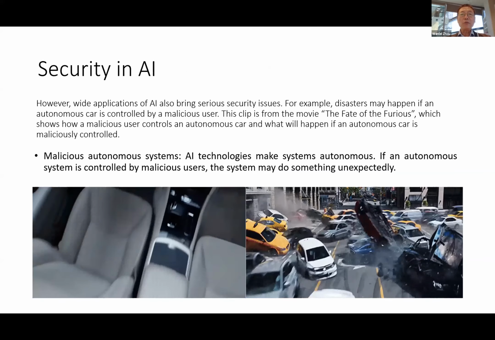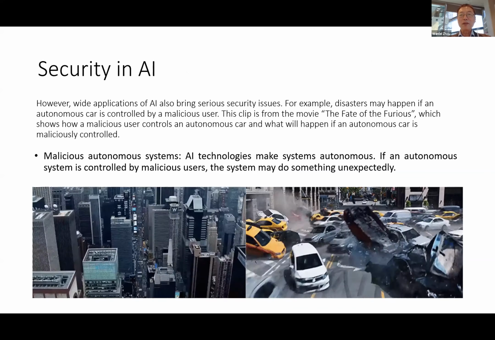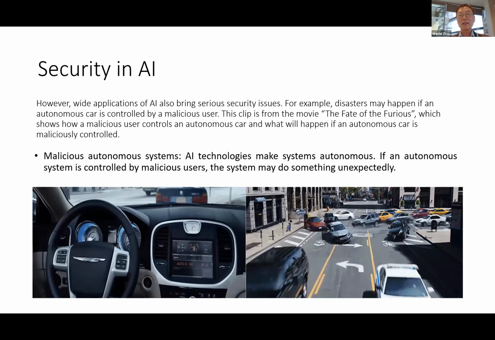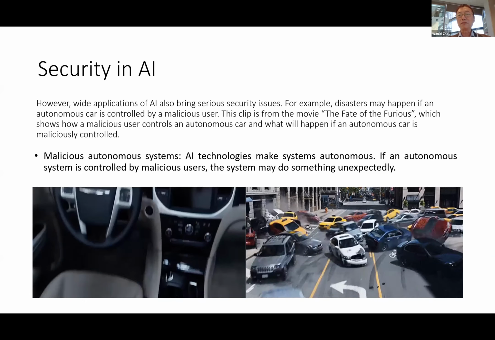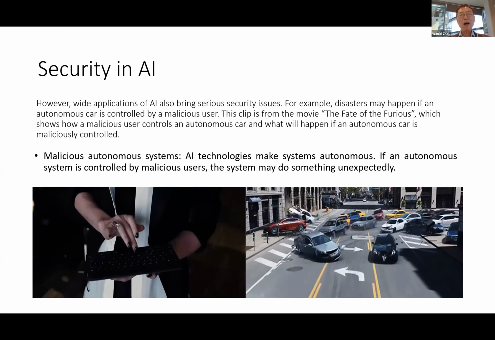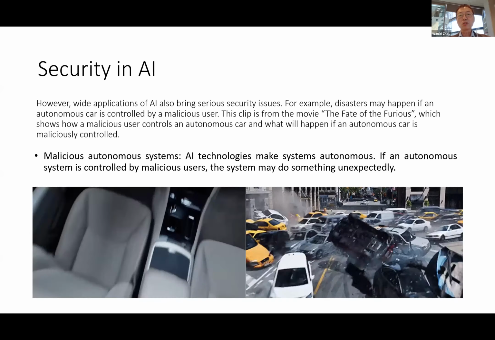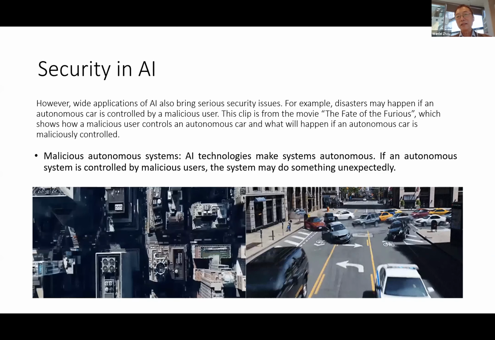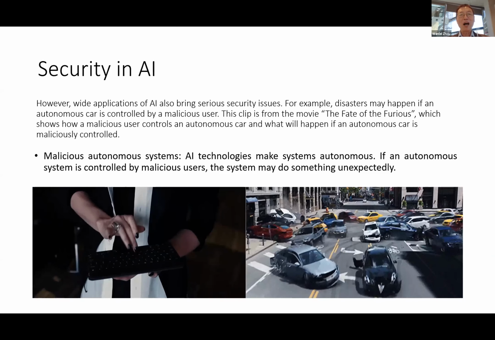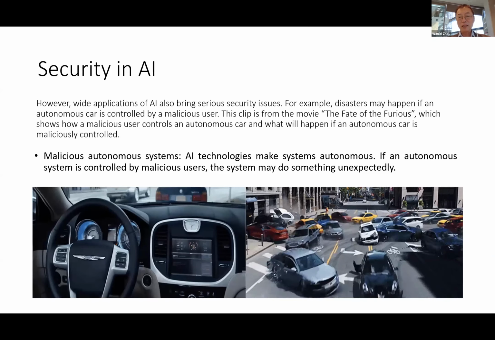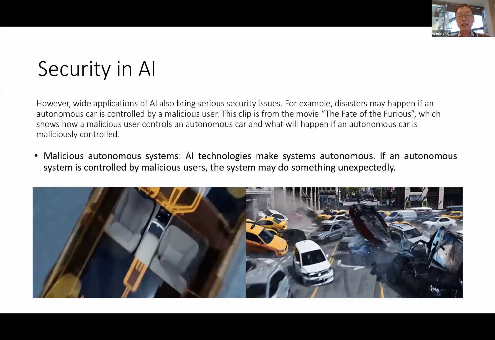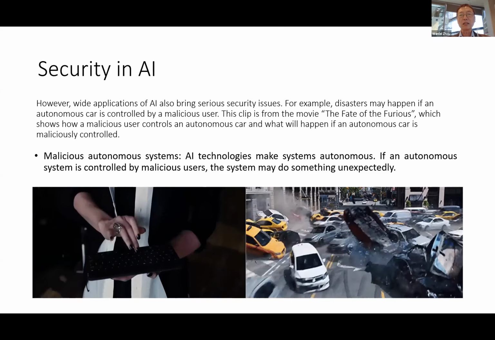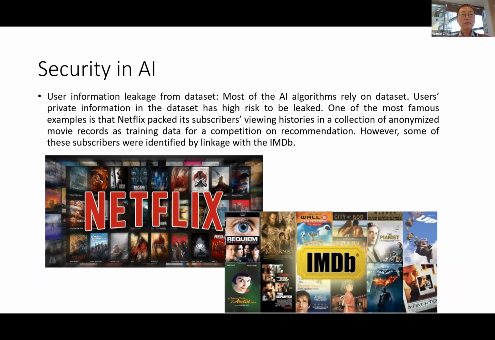Now, security in AI: we've been seeing a lot of hype about it. Here's a clip from the movie The Fate of the Furious that shows how a malicious user controls an autonomous car and does a lot of harmful things. That's really a future scenario, but it can happen as we see more autonomous cars in action.